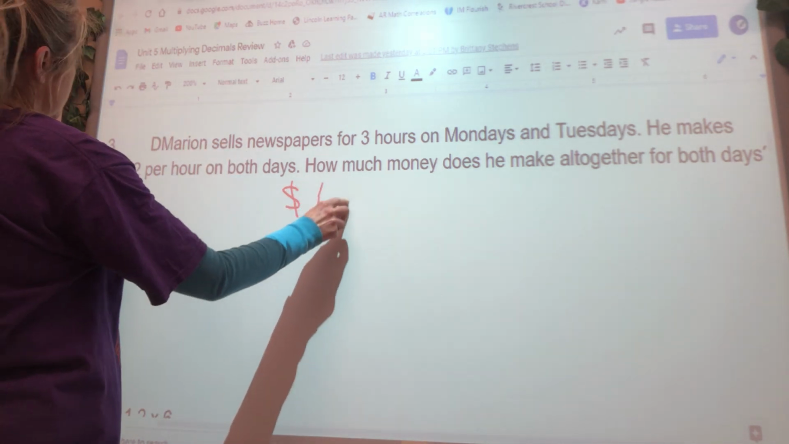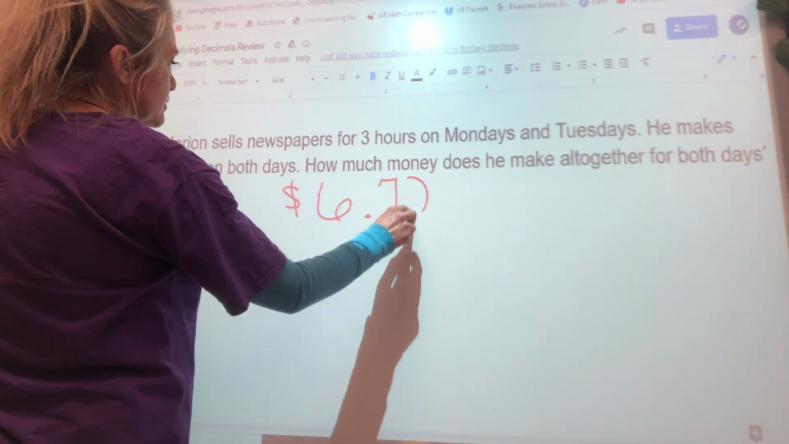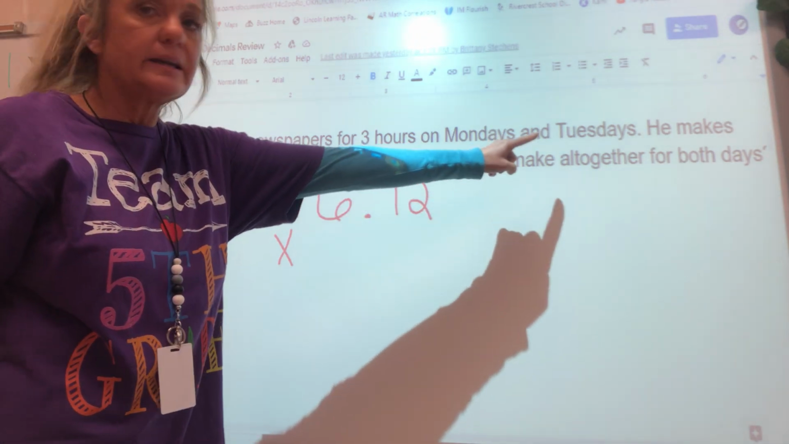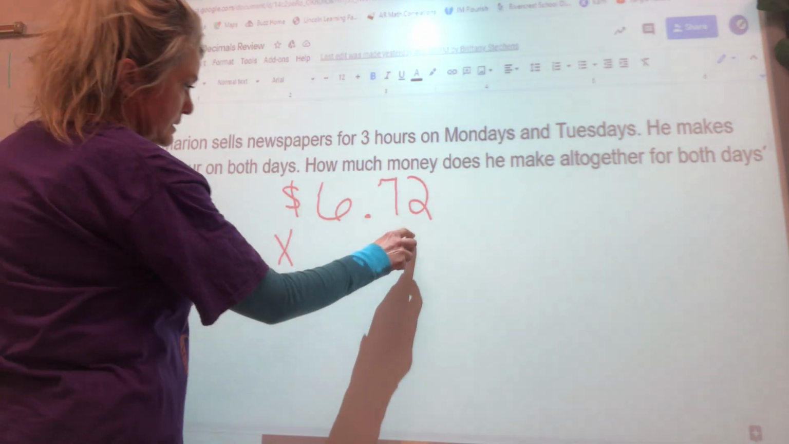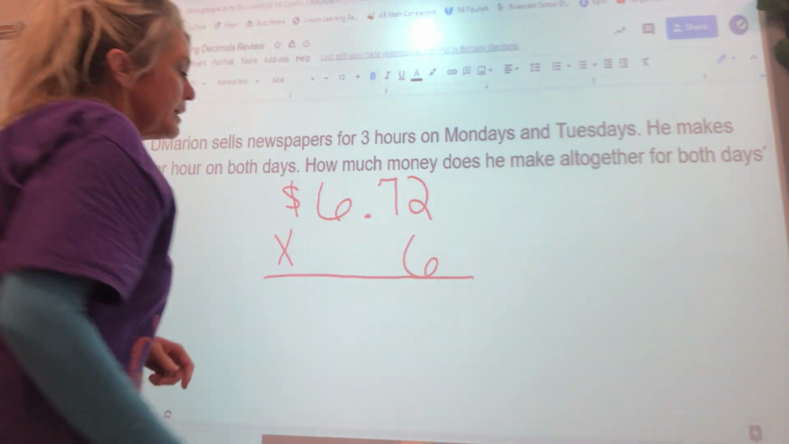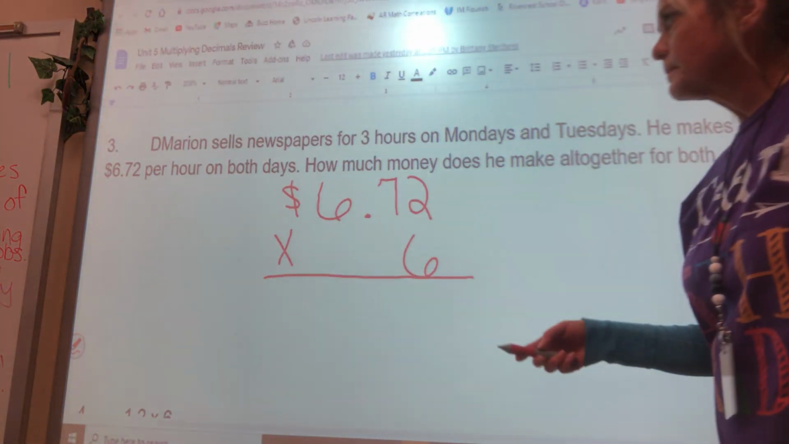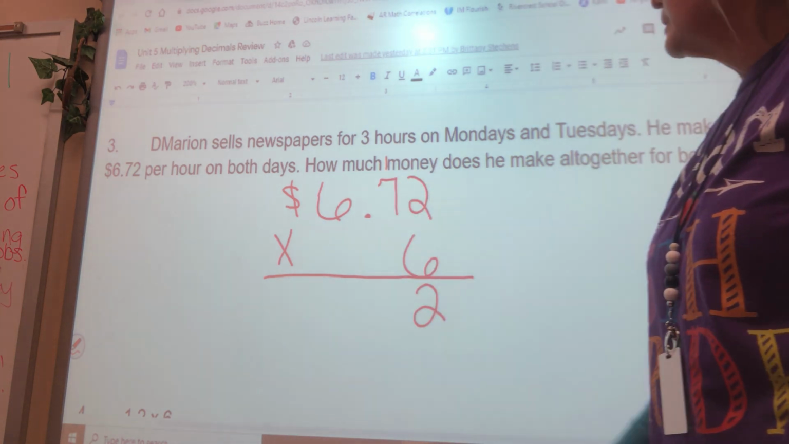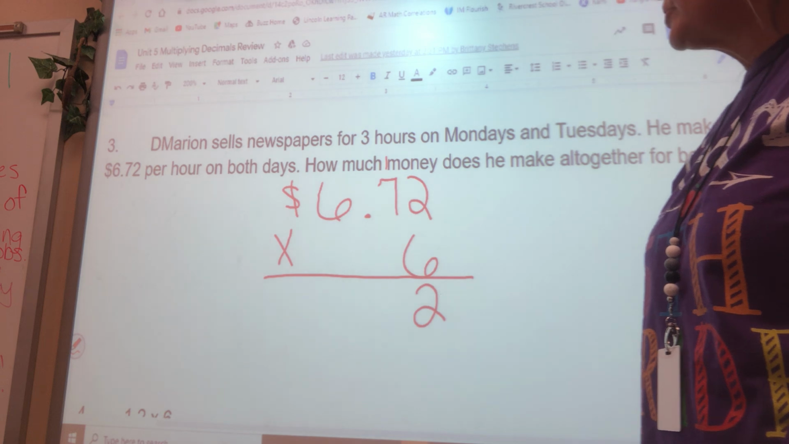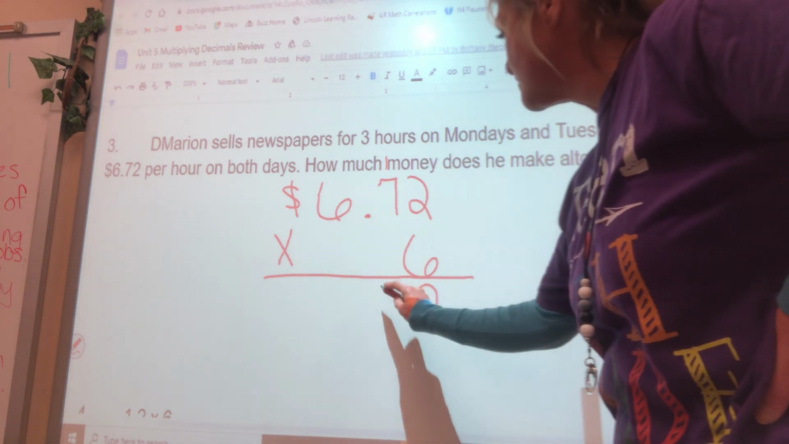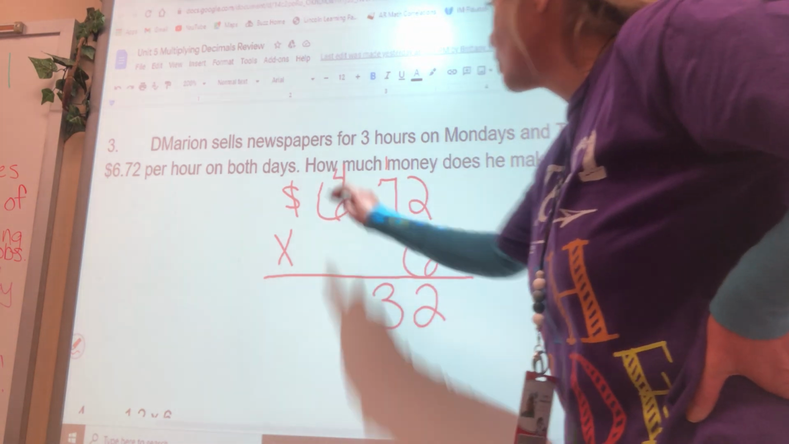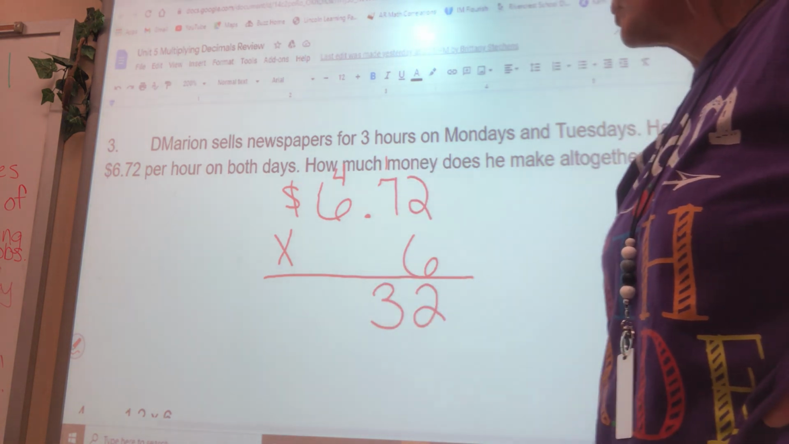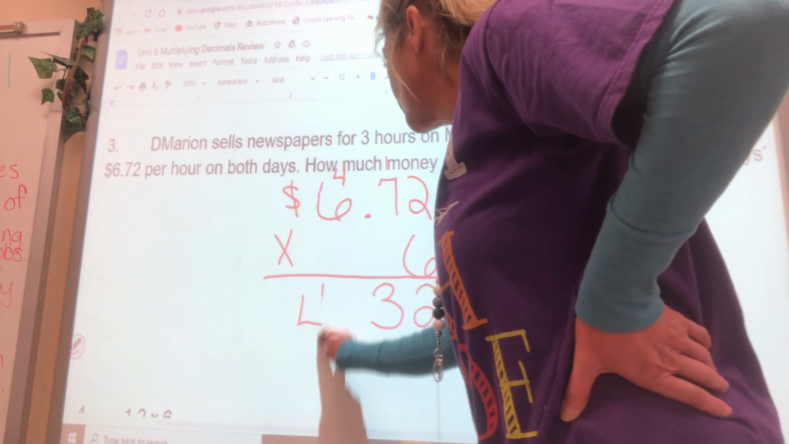So he would be making $6.72, and we just said if it's 3 hours on Mondays and Tuesdays, that would be 6 hours. And then we multiply as always. 6 times 2 is 12, carry the 1. 6 times 7 is 42, plus the 1 that we carried is 43, carry the 4. 6 times 6 is 36, plus the 4 that we carried is 40.